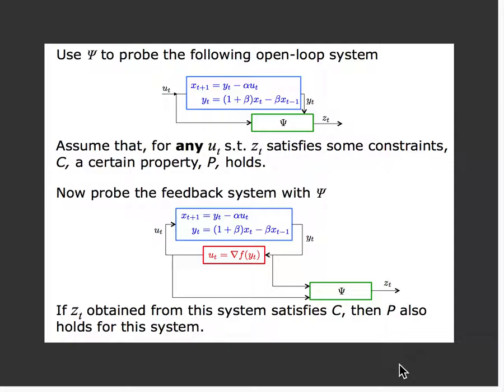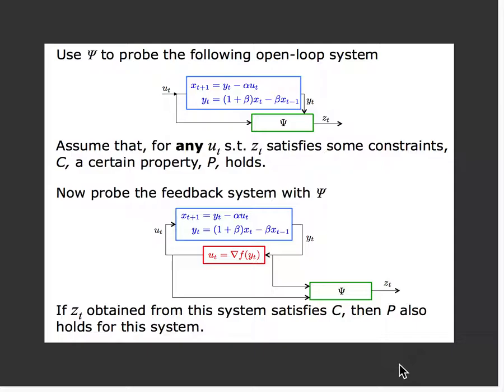and this property will be the convergence rate. Okay, and now let's probe this complex system which has a nonlinear feedback with the same probing function. If the z that I obtain here satisfies the constraint c, then p also holds. Okay, and why does p hold? Because this first part was for any u. In particular, it's also true for a u that was obtained through a nonlinear feedback.